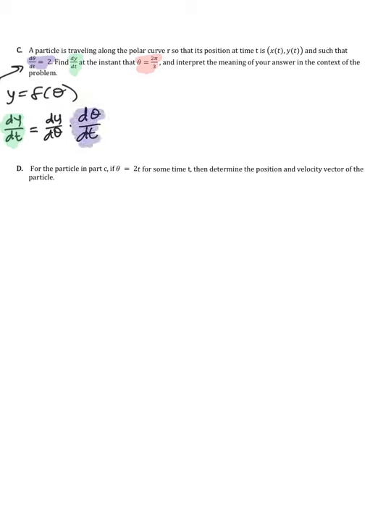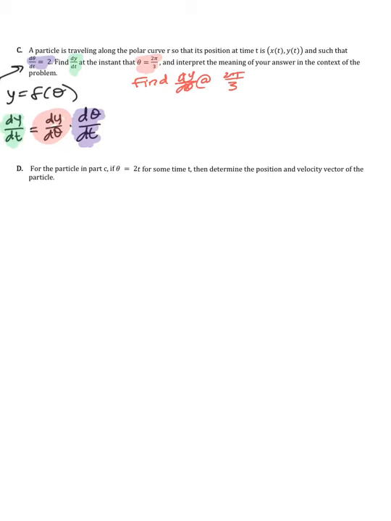So what do we need to figure out? What is dy d theta at theta equals 2 pi over 3? So we need to find dy d theta at 2 pi over 3. That's what we're being asked to do on this question.